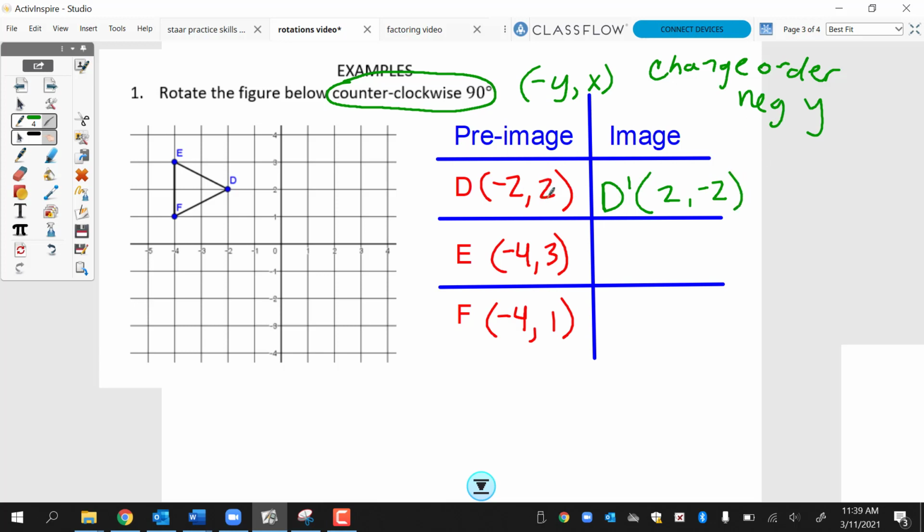And I'm making the y negative. So the y was positive before. Now I'm changing it to negative. Okay, and now that's my point.